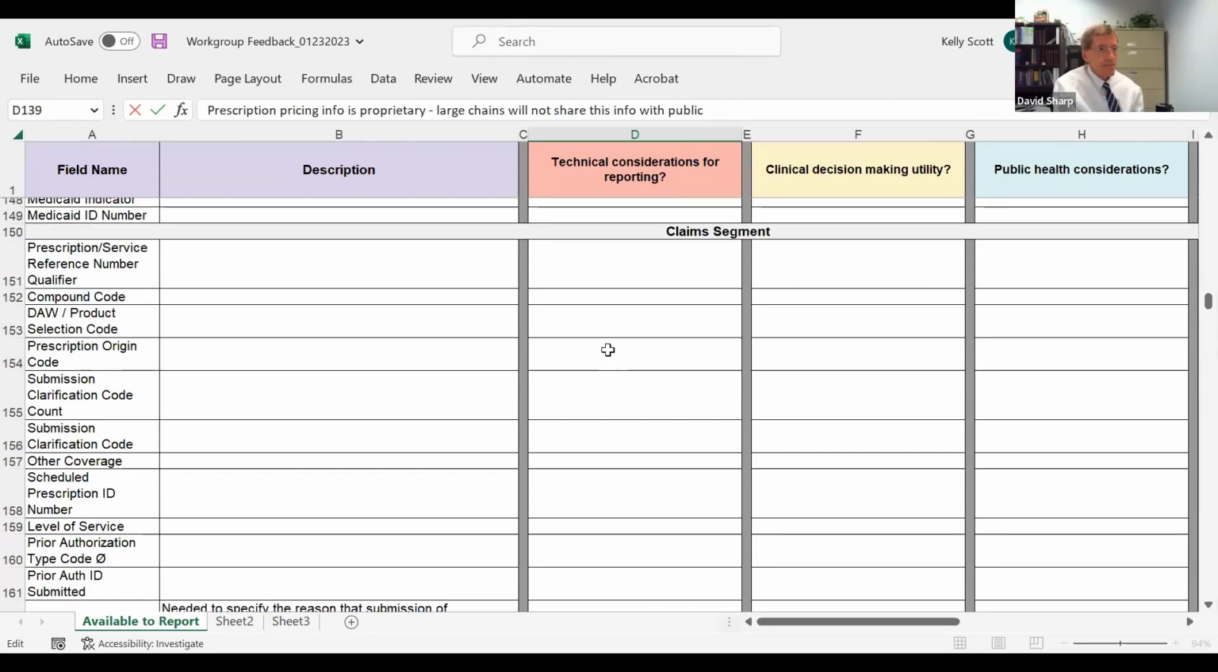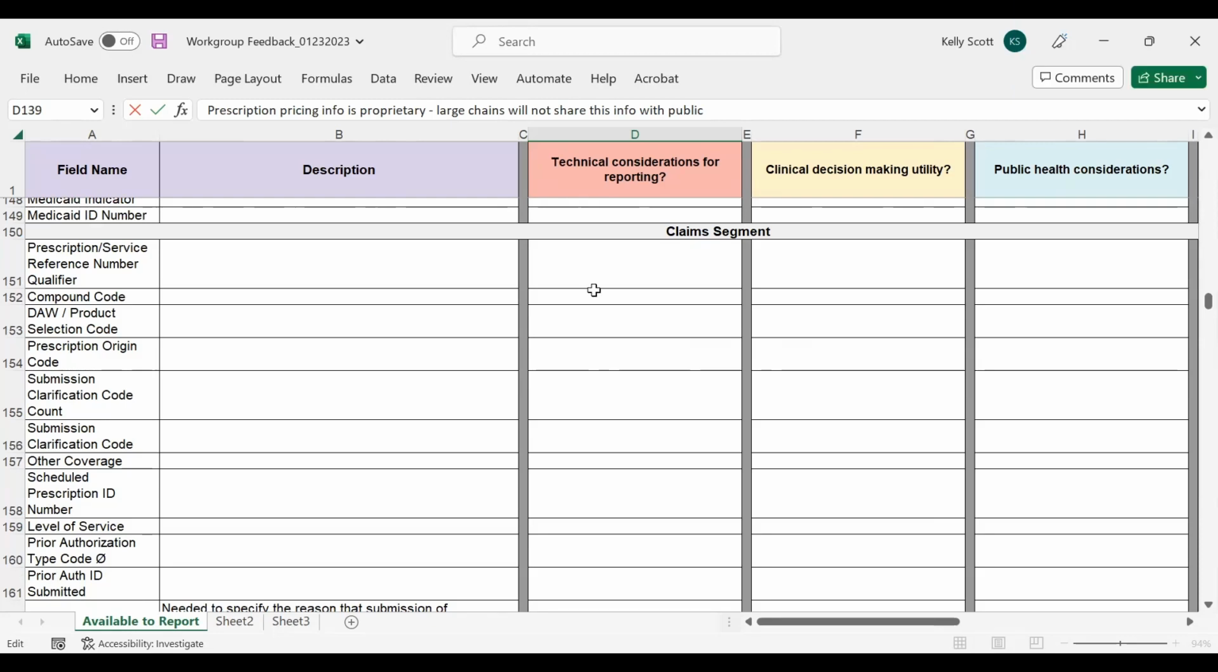Anna, back to you. Our next segment is the claim segment, and then following that is pricing. In looking at this, I don't think there's really anything more. This is all about claim adjudication, where you should already have the information about the drug in the NDC number, in the previous fields we've talked about. Your prescription origin code is there. The only thing you might have might be a DAW code.